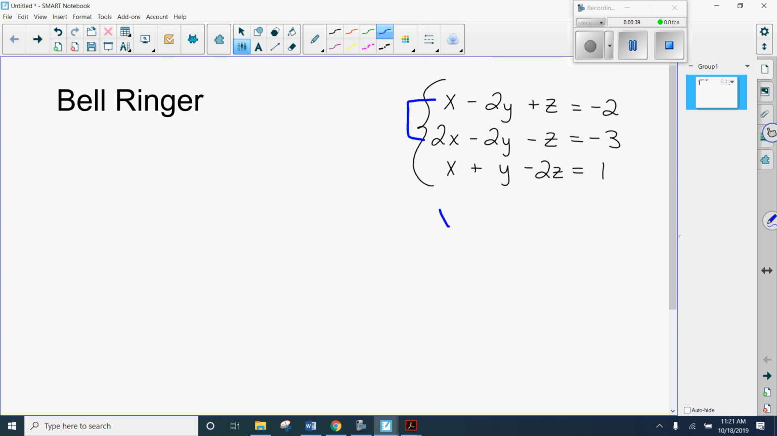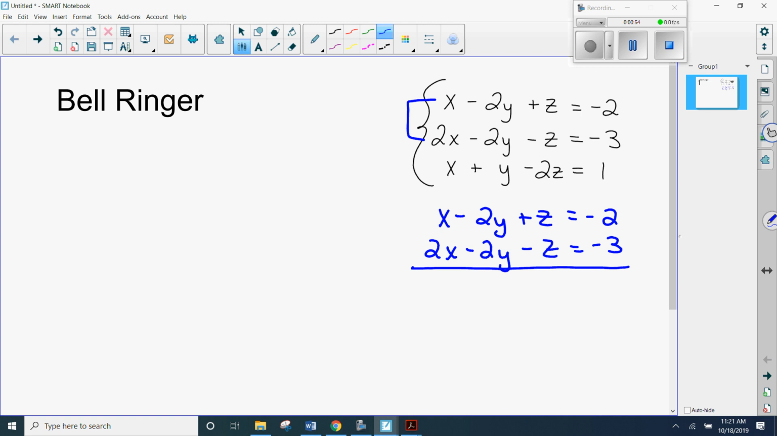If you take the first two equations, you can just go ahead and add them together because the z's are already opposites, so they will cancel each other out. So if you add those two equations together, these z's drop out. So you get 3x minus 4y equals -5.